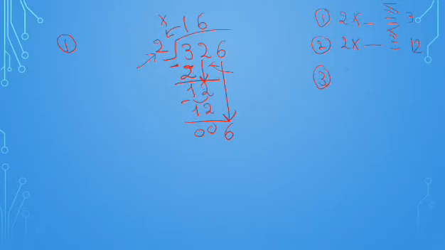So again I ask myself, 2 times what equals 6 or at most 6? Of course, exactly 2 times 3 equals 6. And we subtract, we get 0. So the answer here is 163 and no remainder. Let's take another example. If we have the number 326, again the same number, but in this case I divide by 4.